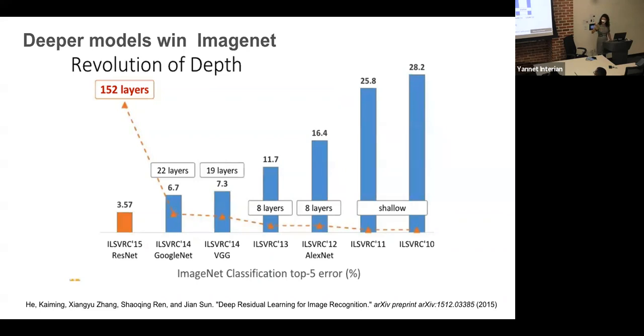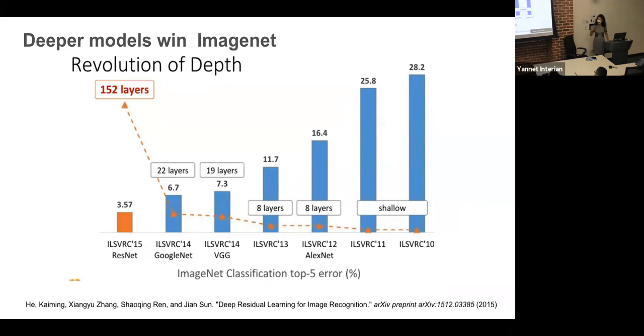So on the right, you have 2010, on the left, you have 2015, and the error just kind of went down crazy, right? Another thing that you see is that the number of layers went up, right? So first it was very shallow, and then 8 layers, and then 19 layers, and then 22 layers, and then in 2015, 152 layers, right? So that's kind of crazy.